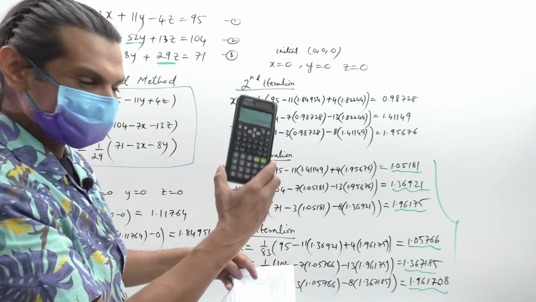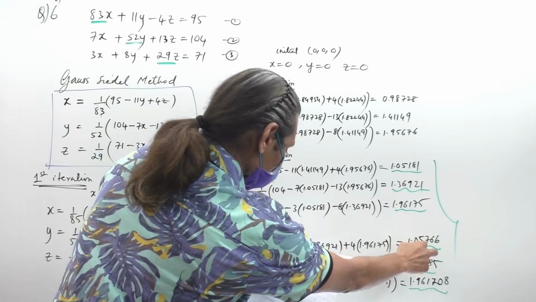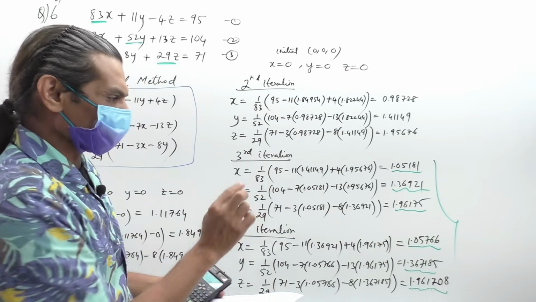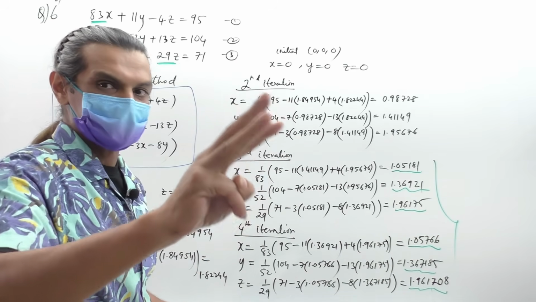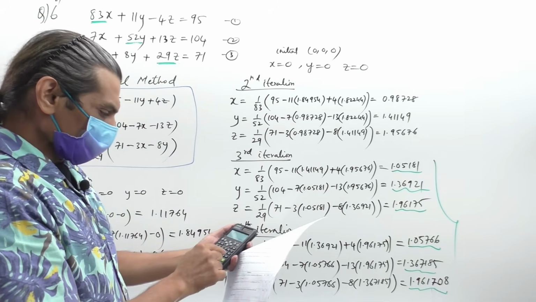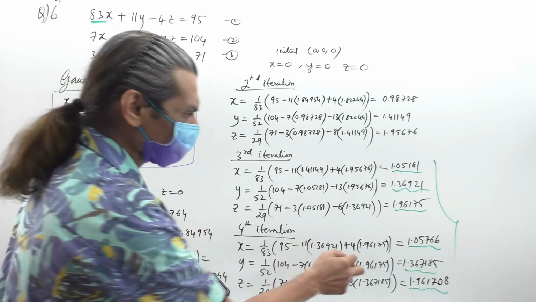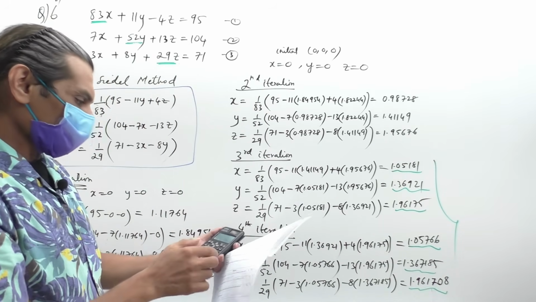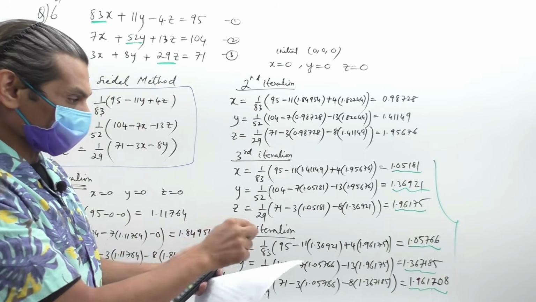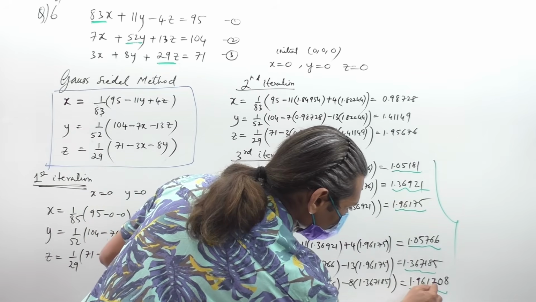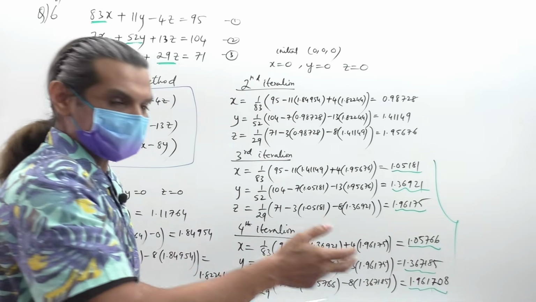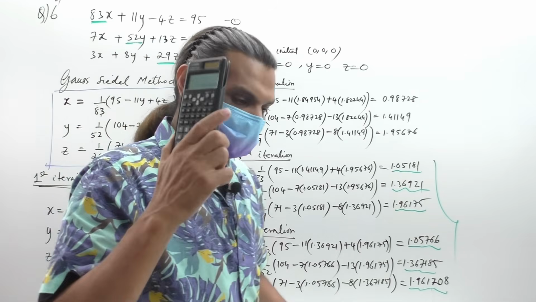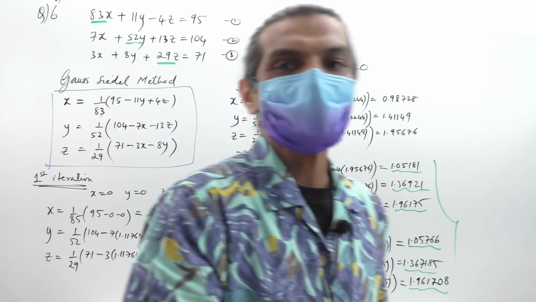See, the perfect answer is 1.05792, which is approximately the same. Stop there only. Even if 3 places after the decimal are the same, stop. The second value is 1.367165. Perfect. Then the third value y is 1.961686, and 1.9617 is approximately the same. So stop there only, and that's the answer. Full 7 marks. This is how you verify in the calculator whether your answer is correct or wrong.